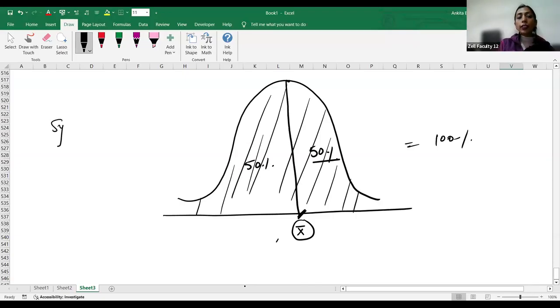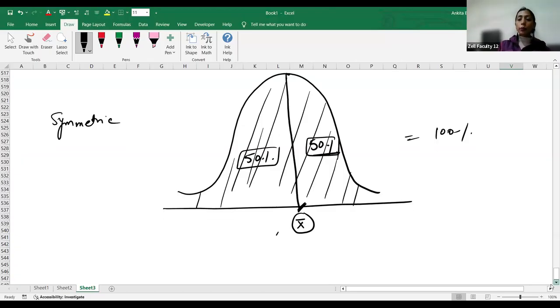And why is it a symmetric distribution? Because you can see that the mean divides the whole distribution into two equal parts. Both sides, left side and right side, have equal probabilities.